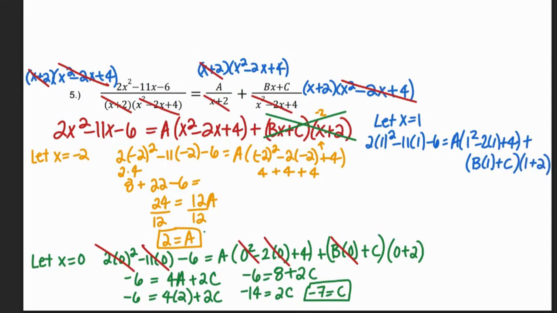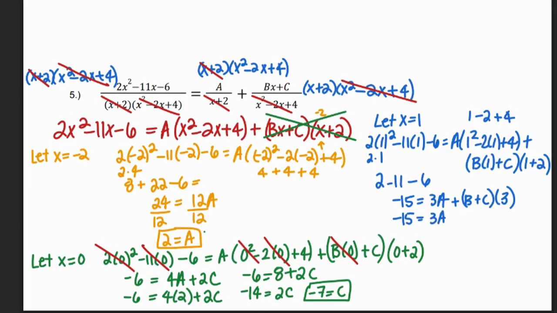All right, so let's simplify it, and we'll be careful simplifying. So 2 times 1 squared is really 2 times 1, which is 2, minus 11, minus 6. So negative 9 minus 6 is negative 15, equals a times, we have 1 squared, which is 1, minus 2 plus 4. So that's going to give me negative 1 plus 4, which is 3. So let's call that 3a. And then we have b times 1, which is just b, plus c times 1, plus 2, which is 3. All right, so negative 15 equals 3a plus 3b plus 3c.